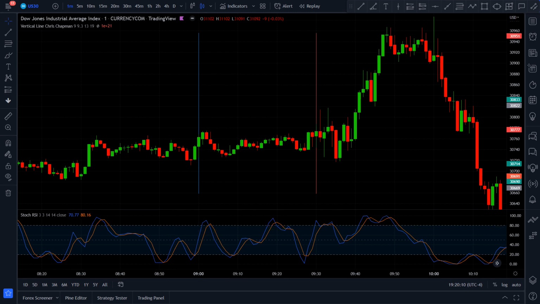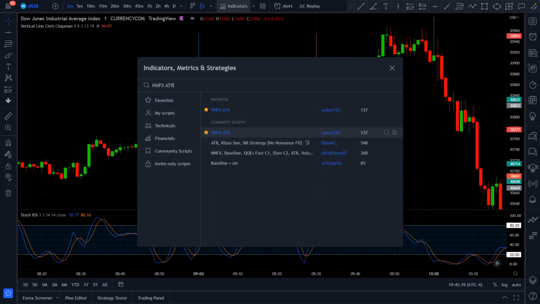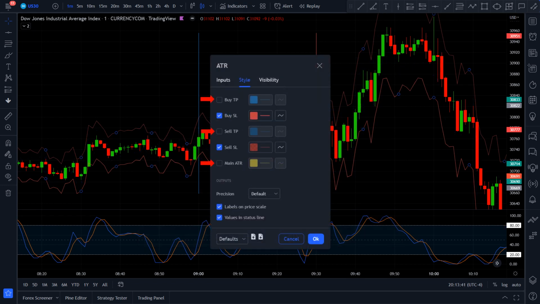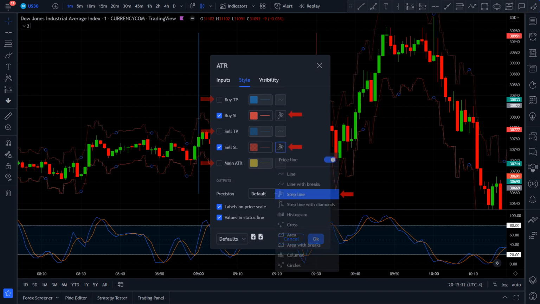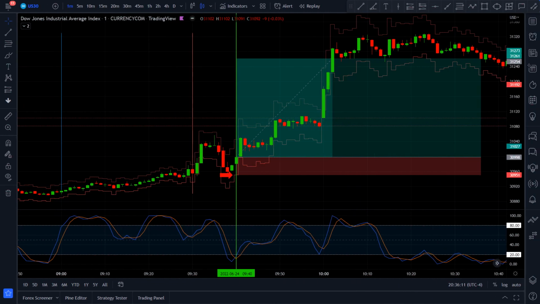Finally, we need two more indicators for trade management. The first one is the usual NNFX ATR, so type in NNFX ATR and click on this one. Now go into the settings and change the SL value to 2, then click on the style settings. Untick the buy TP, sell TP and the main ATR line, and finally set the line styles to step line. This indicator will give us our starting stop losses.